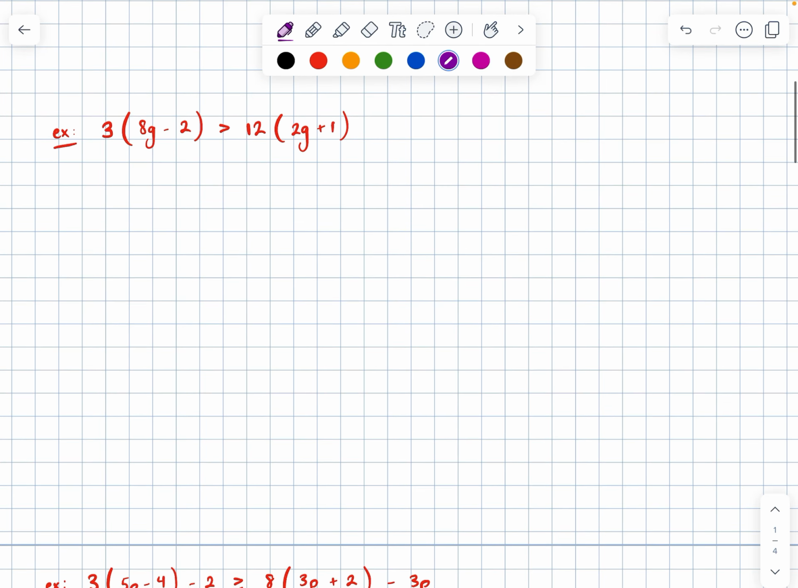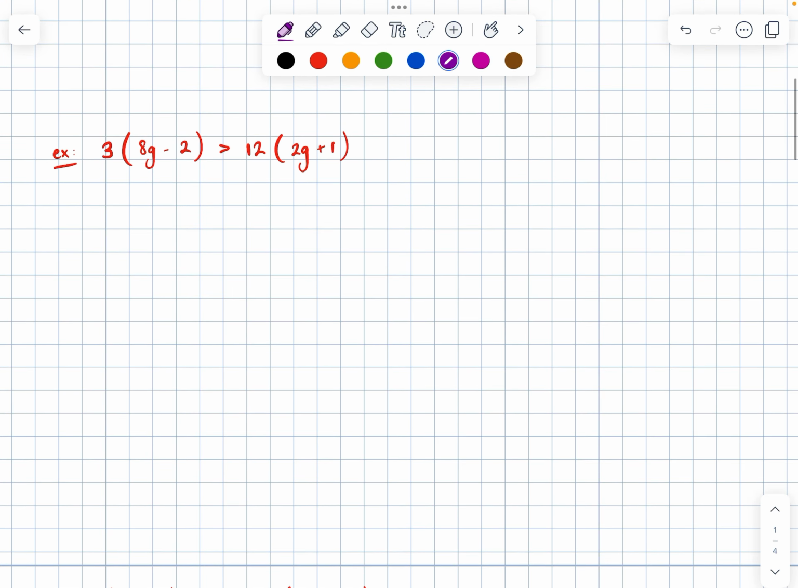Here's our next one. 3(8g - 2) > 12(2g + 1). If you want to pause, here's your chance. Okay, so first thing I notice, I've got dirty, stinky parentheses. I don't like them. I want to get rid of them. They make me sad. So does being sick. But in this case, they make me more sad.